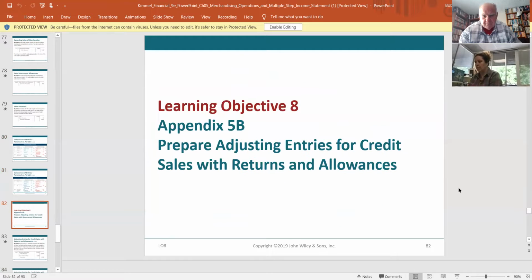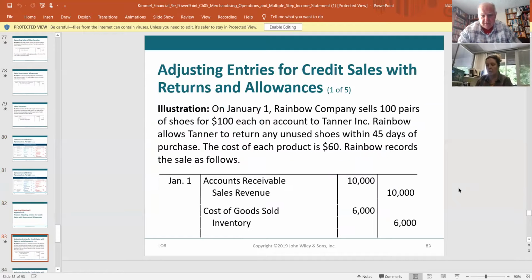Yes, didn't we already do this? Now they're talking about adjusting entries for credit sales. I don't know if I want to talk about this or not, but I will. Companies now have to anticipate customer returns. Can you believe that? It's not good enough just to record a return when it takes place. Now you have to guess what's going to happen in the future, believe it or not. So let's take a look here.